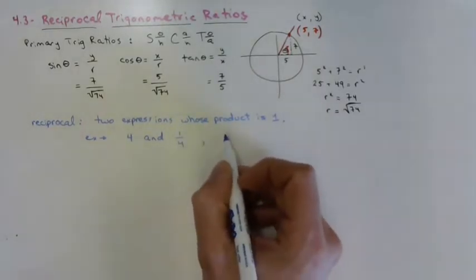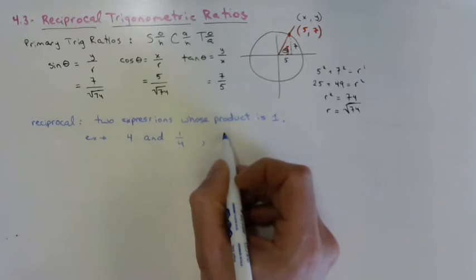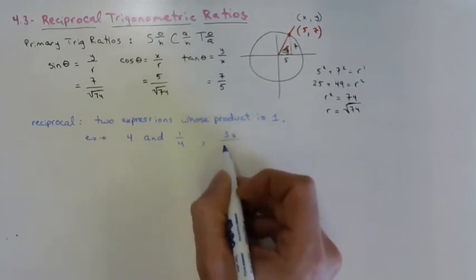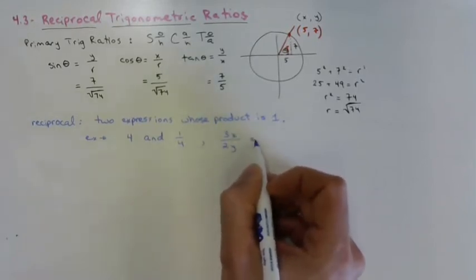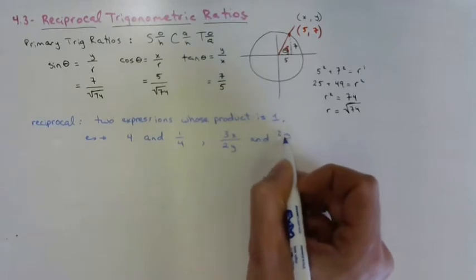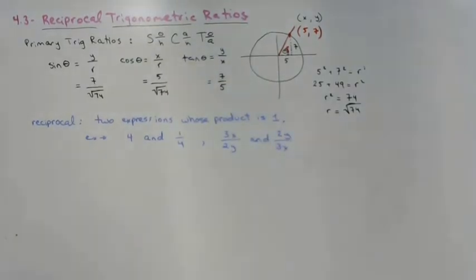Another example, what about, I don't know, 3x over 2y? What's the reciprocal? 2y over 3x. Now, you don't need to write this part. I'm going to erase it after I write it.